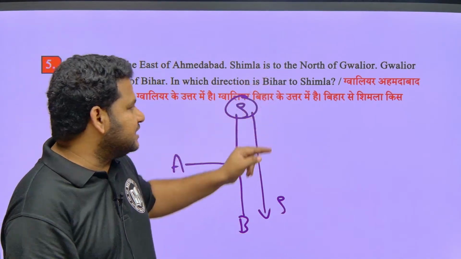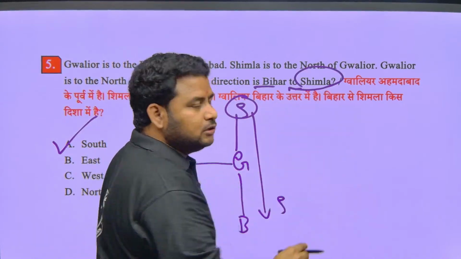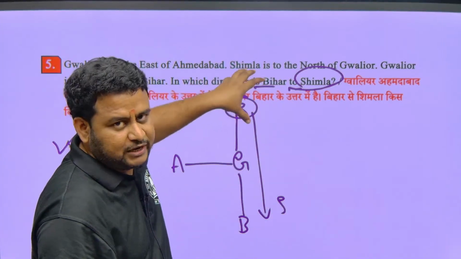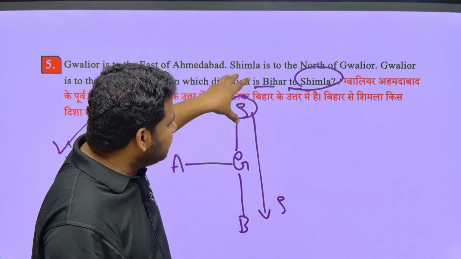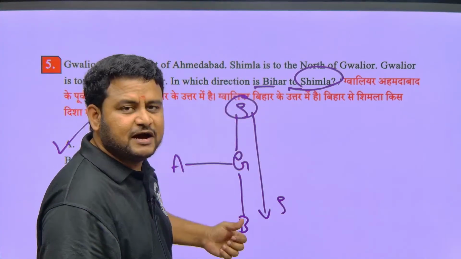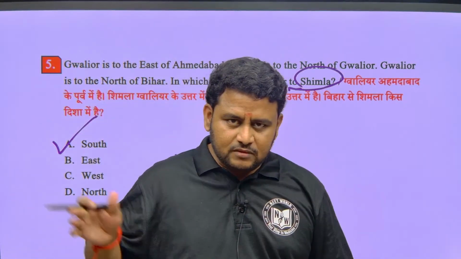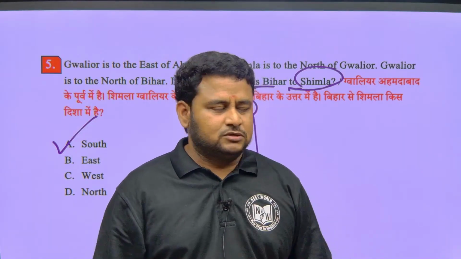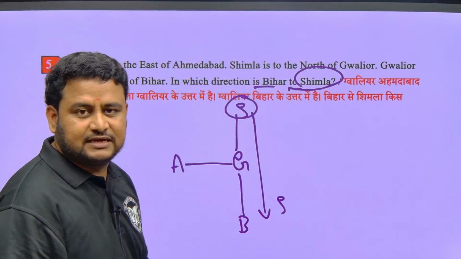Don't get confused, but they are asking in which direction is Bihar to Shimla. To Shimla, Bihar is in the south direction. Shimla will be my center point, the focus point. If you consider Shimla, where is Bihar? Below Shimla. Below means south. Above means north, right side means east, left side means west, and below means south. So to Shimla, Bihar is in the south direction. That is the right answer, option A. Clear? Done.